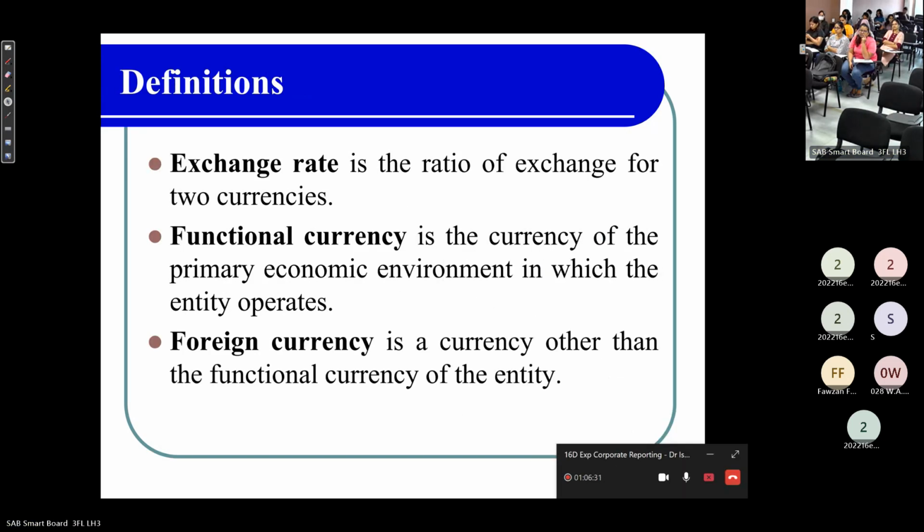There are some definitions, which you have already listed down. Exchange rate is the ratio of exchange for two currencies, for example LKR to US dollars. Functional currency is the currency of the primary economic environment in which the entity operates.